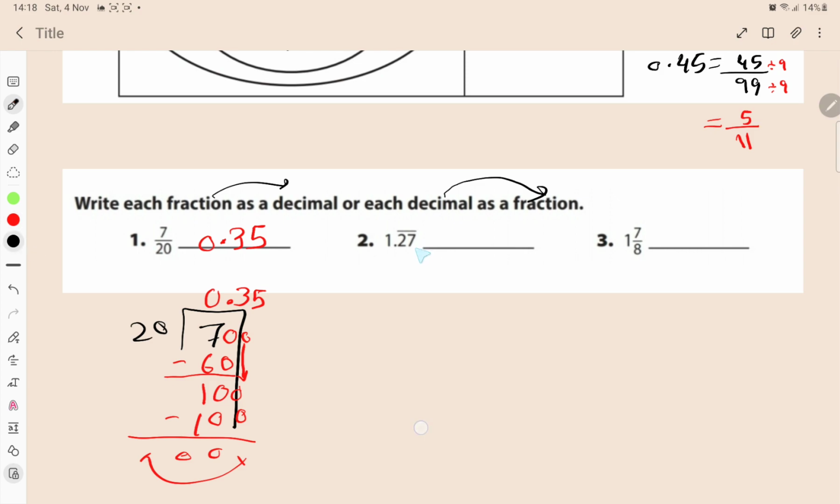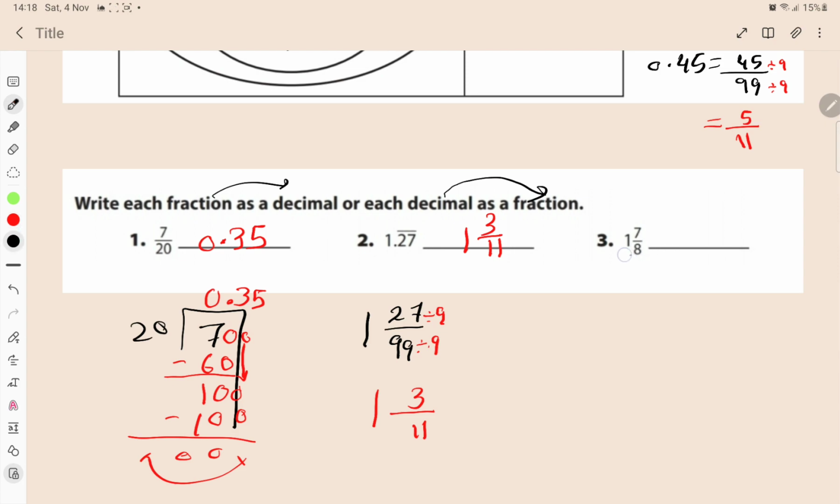1.27 repeating. 27 repeating is the same like 27 over 99. Because you have 2 digits after the decimal point. The whole number as it is, the 1. Simplify. 27 and 99 are divisible by 9. 27 divided by 9, 3. 99 divided by 9, 11. So it is 1 and 3 over 11.